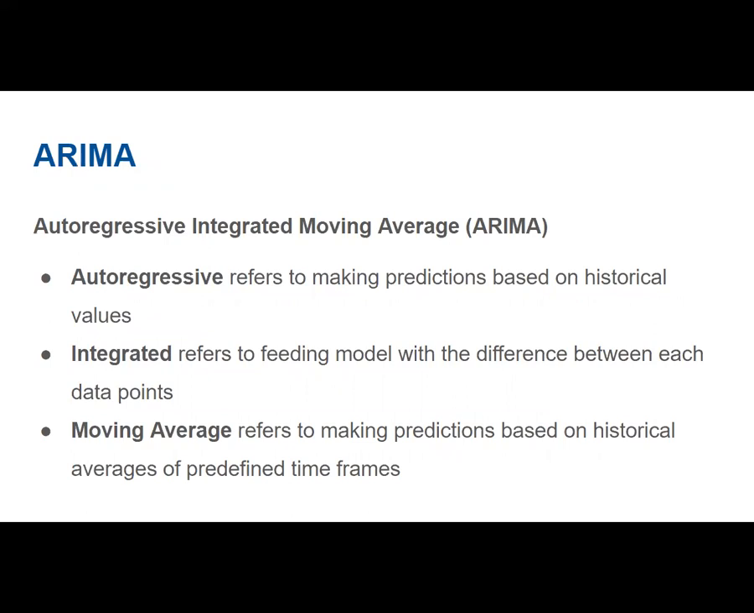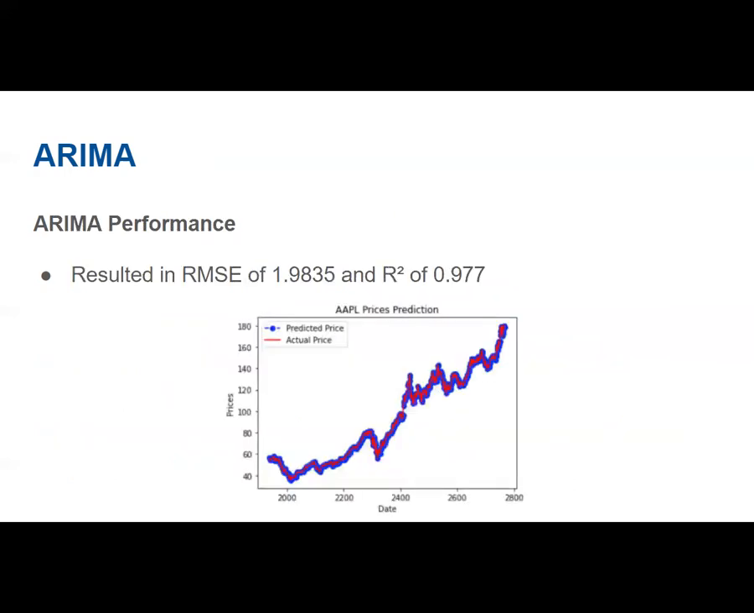ARIMA stands for Autoregressive Integrated Moving Average. In this traditional time series forecasting method, there are 3 main components: autoregression, which makes predictions based on historical values; integration, which fits models with differences between each data point; and lastly, moving average, which makes predictions based on historical averages in a sliding window manner. The ARIMA model has resulted in an RMSE of 1.935 and an R-square of 0.977.